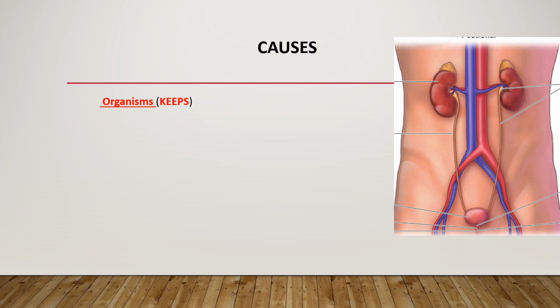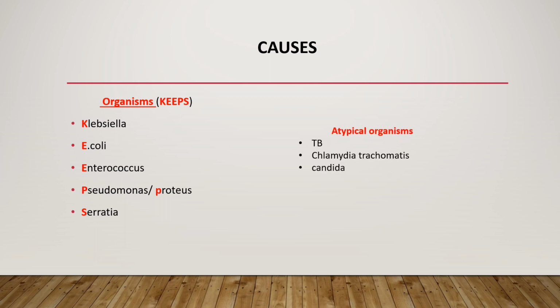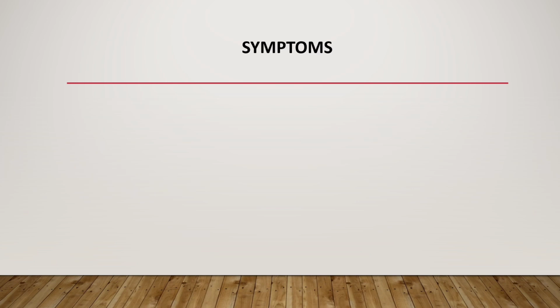What are the causes of urinary tract infection? The organisms, we can remember with the mnemonic KEEPS: Klebsiella, E. coli, Enterococcus, Pseudomonas or Proteus, and Serratia. Among these, E. coli is the most common. Some atypical organisms which can also lead to urinary tract infection are tuberculosis, Chlamydia trachomatis, and Candida-like fungus.